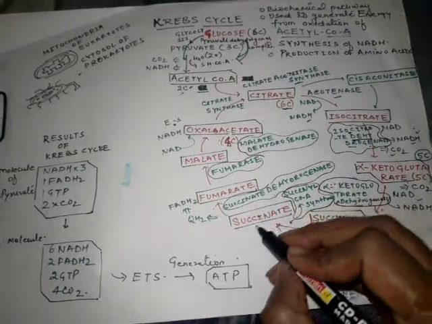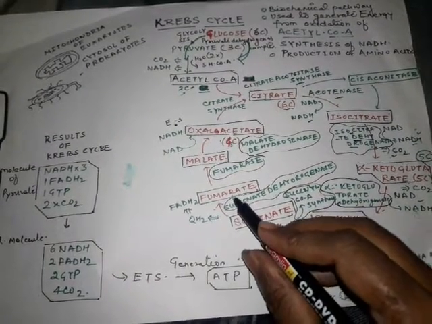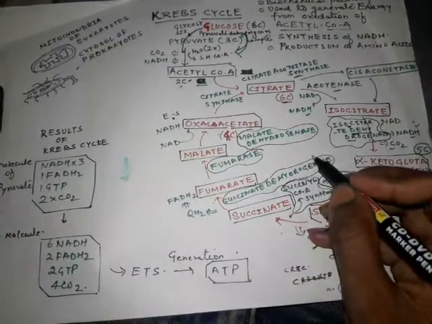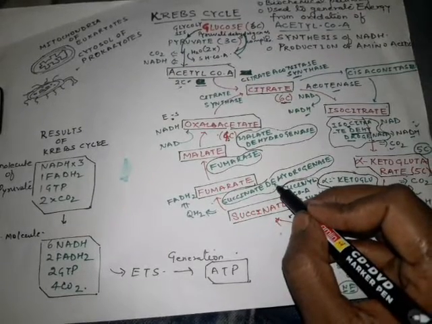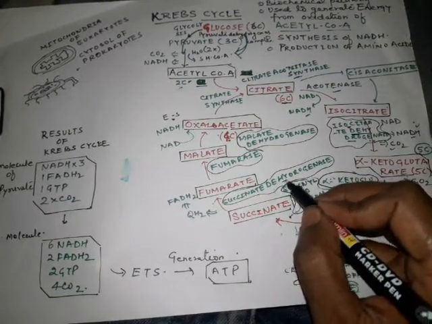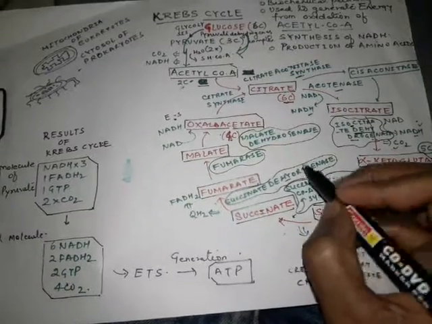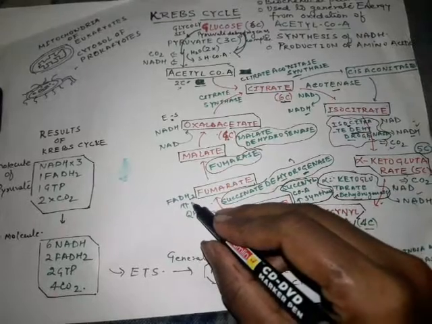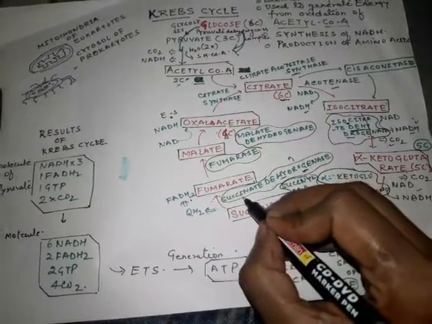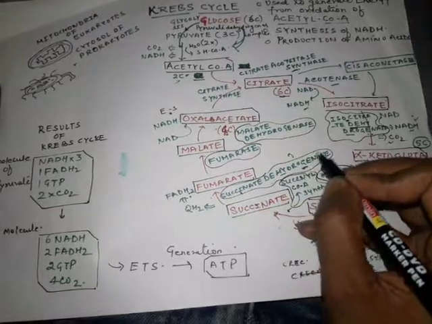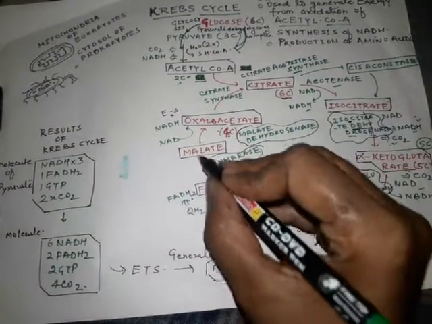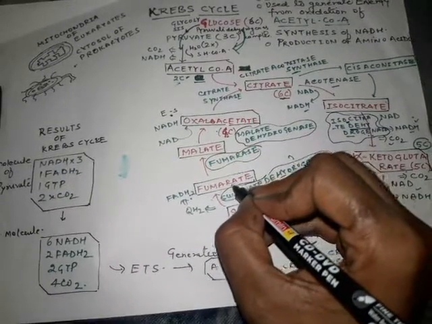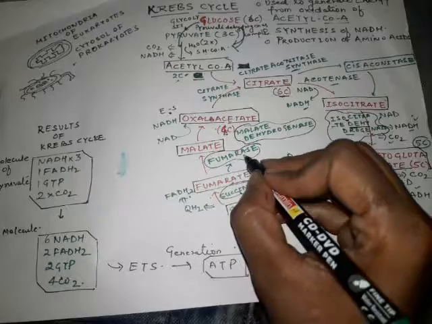Okay, after that succinate is converted to fumarate, and the name of the enzyme is succinate dehydrogenase. When it is a dehydrogenase, it reveals that in the molecule hydrogen will be released. So in this step hydrogen will be released, so the name of this enzyme is succinate dehydrogenase. Okay, further fumarate is converted to malate with the enzyme fumarase. Depending on the substrate name, the enzyme involved is fumarase.